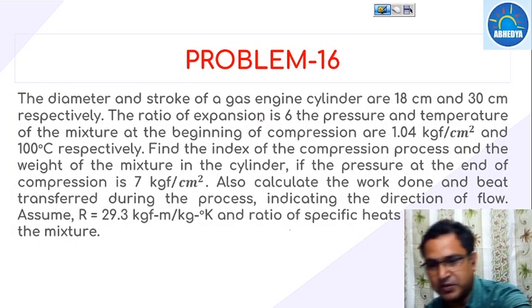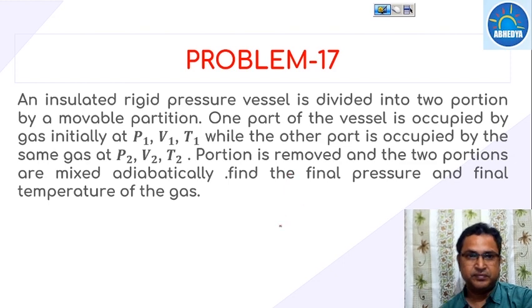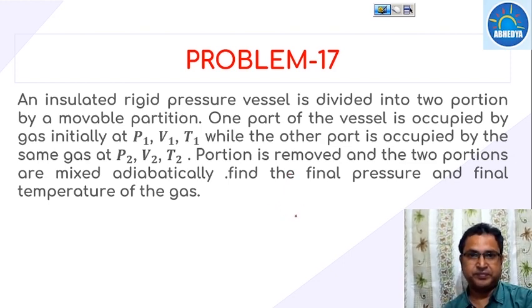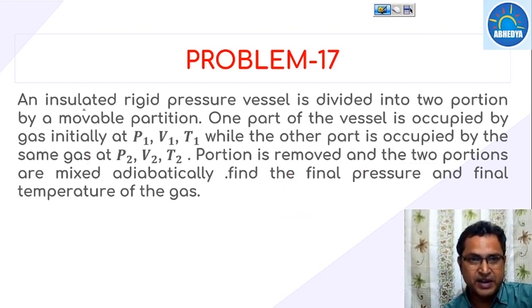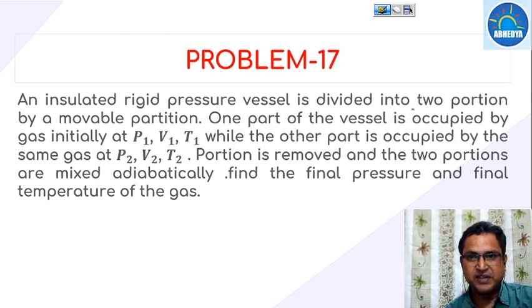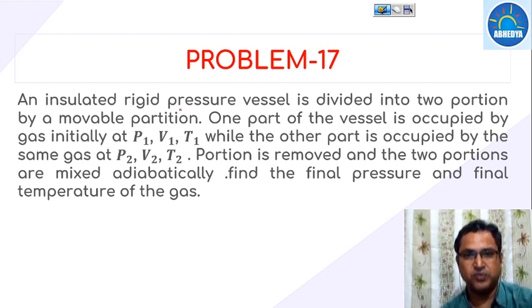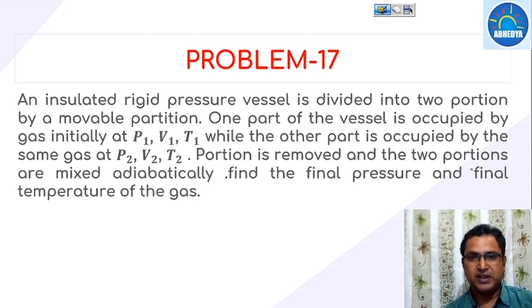Now the next problem is: an insulated rigid pressure vessel is divided into two portions by a movable partition. One part of the vessel is occupied by a gas initially at a pressure of P1, V1 and T1, while the other part is occupied by the same gas at P2, V2 and T2. The partition is removed and the two portions are mixed adiabatically. Find the final pressure and final temperature of the gas.